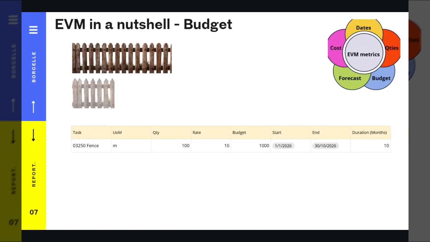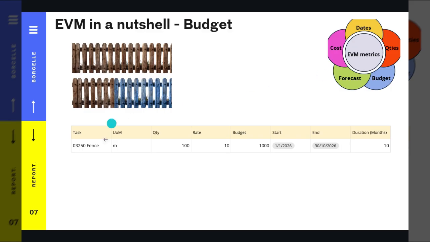So let's get back to our example. Let's say we have to install this fence. The task is called fence. The unit of measure is meters. The quantity is 100. The rate is $10 per meter, and the budget will be 10 times 100, 1,000. And the start and end is between the 1st of January 2026 and the 30th of October 2026. So we get a duration of 10 months, right?